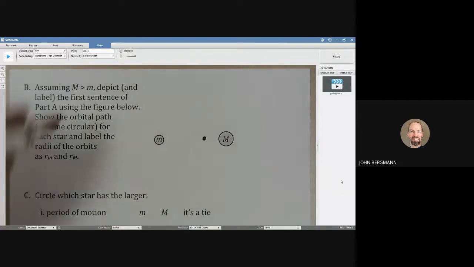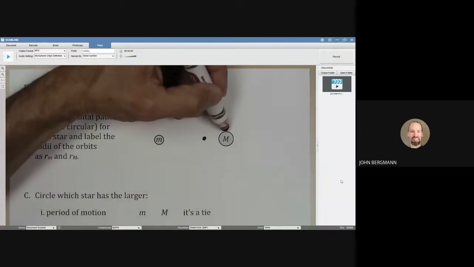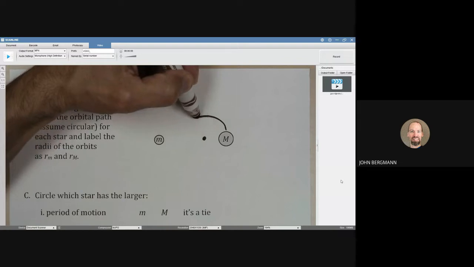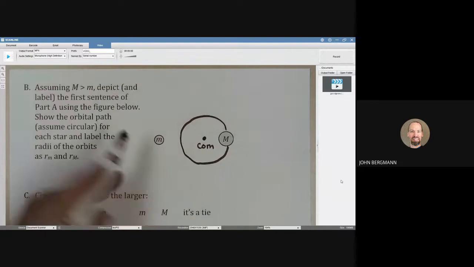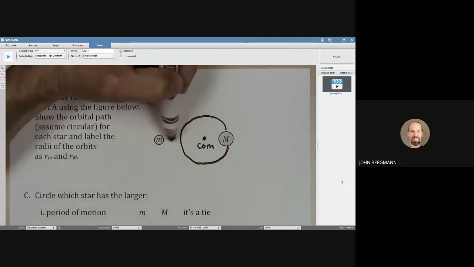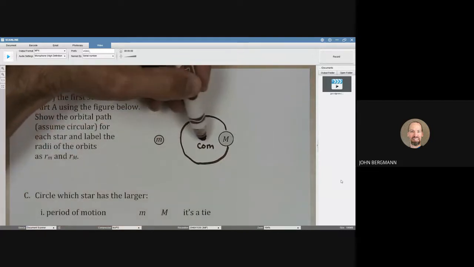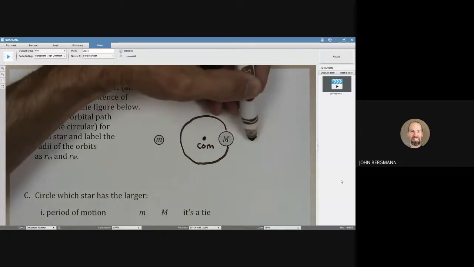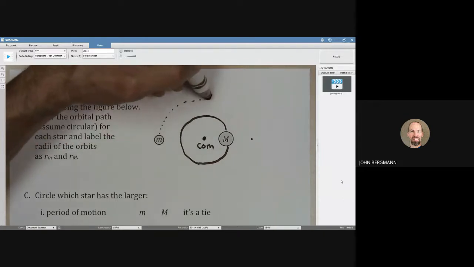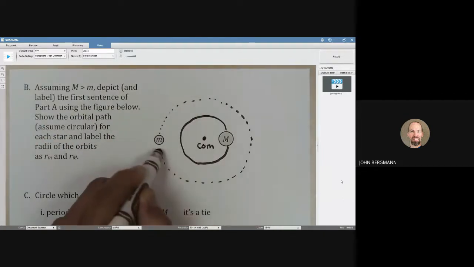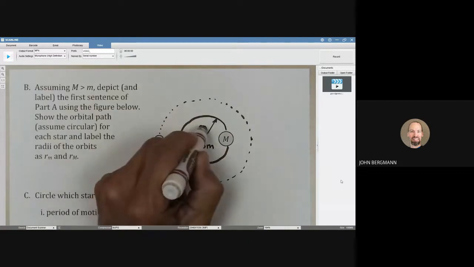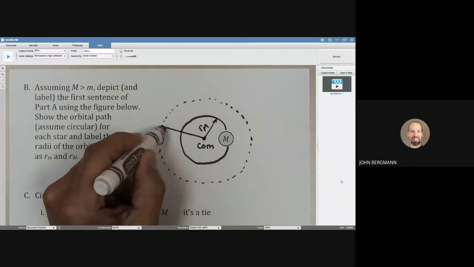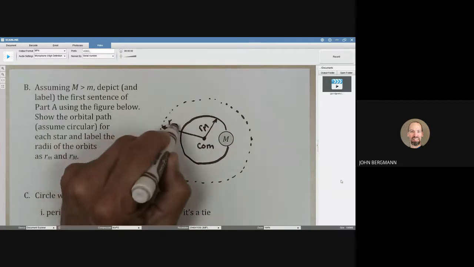Big M will be going in a circular path around that center of mass, kind of like that. Little m will also be going in a circular path, so the radius of that one is going to be about there, which means it's going to end up right about there. These are supposed to be circles, sorry about that, like that. And so here we have r big M, and then right there is r little m.